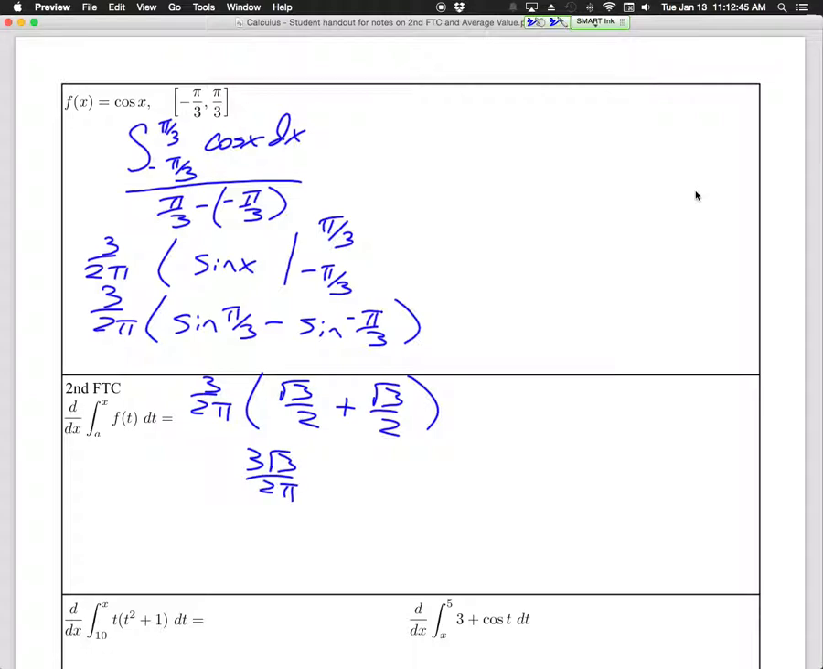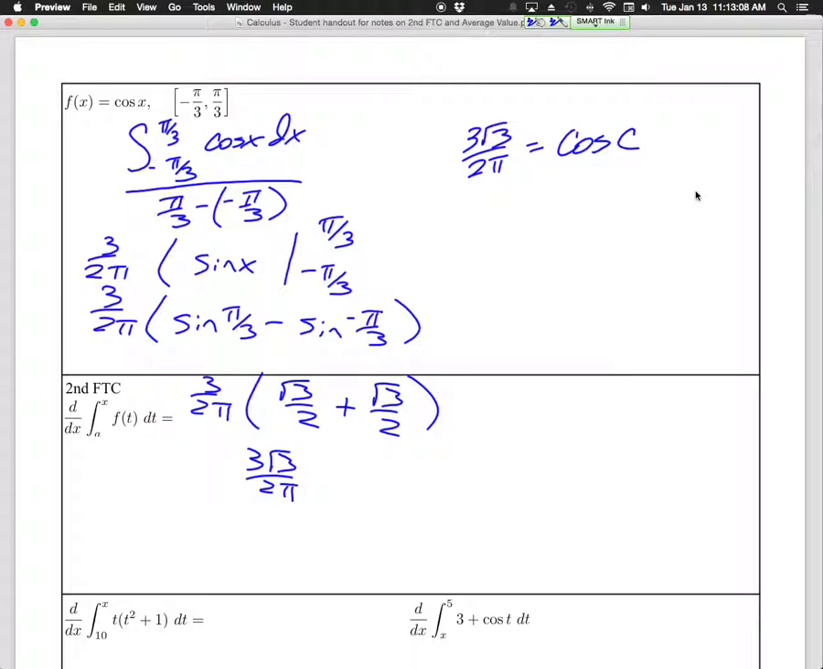What does 3 square root of 3 over 2 pi represent? The average y value. Now what? Set it equal to cosine of c. So 3 square root of 3 over 2 pi equals cosine of c.